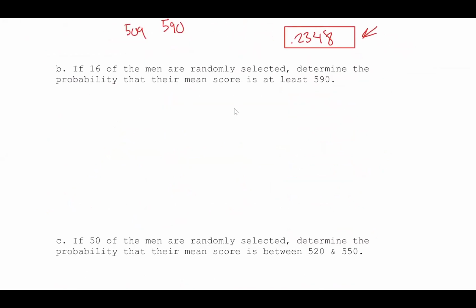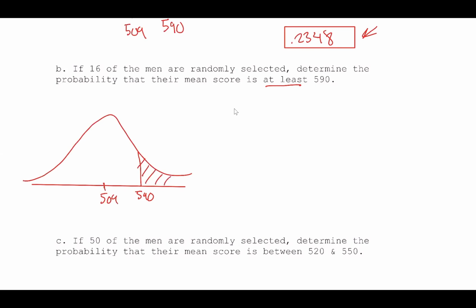So for B, it said if 16 of the men are randomly selected, determine the probability that their mean score is at least 590. So this drawing is gonna stay the same. So it's 509, 590. And if you look at those, at least, so we still shade the right-hand side. But what's gonna change for this one is how many men we're randomly selecting. If you look at part A, we randomly selected only one. But if you look at part B, it says 16 of the men are randomly selected.